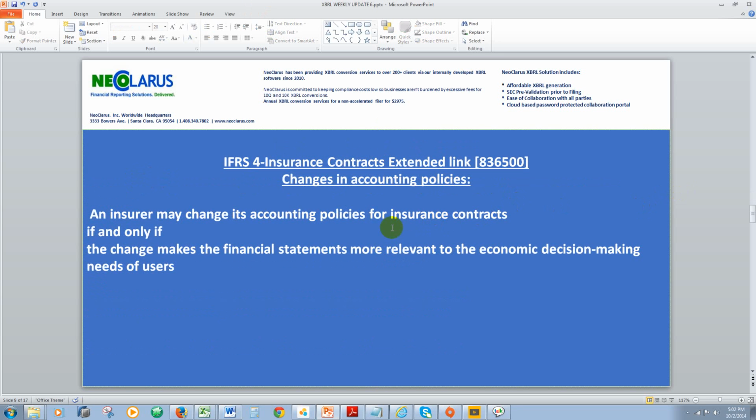So this slide actually talks about the restrictions for the changes in accounting policies with regard to the IFRS 4 insurance contract standard, and it says that an insurer may change its accounting policies for insurance contracts if and only if the change makes the financial statements more relevant to the economic decision-making needs of the users.